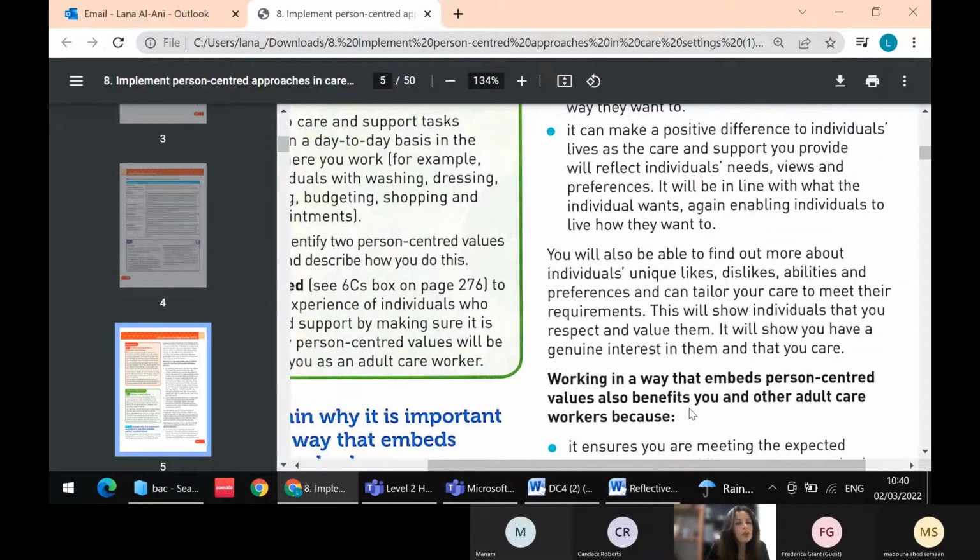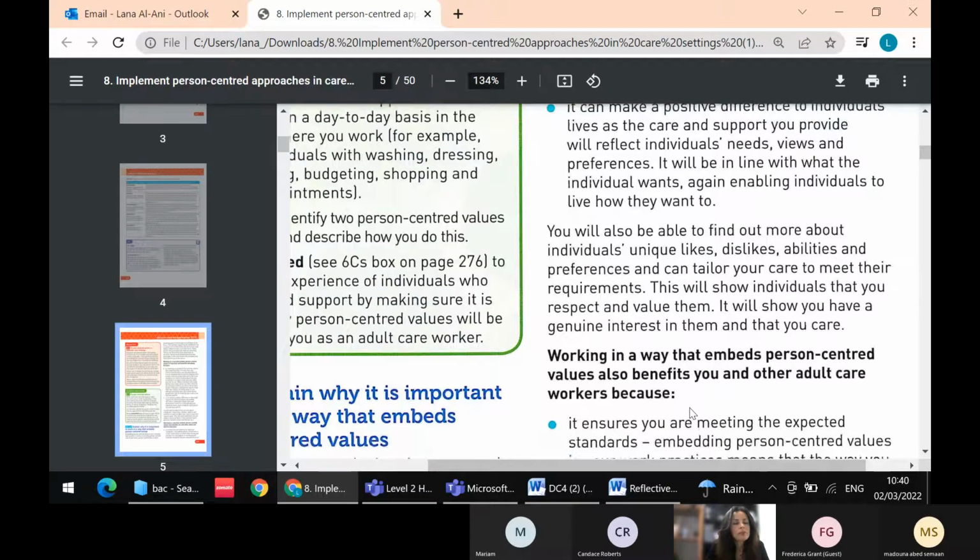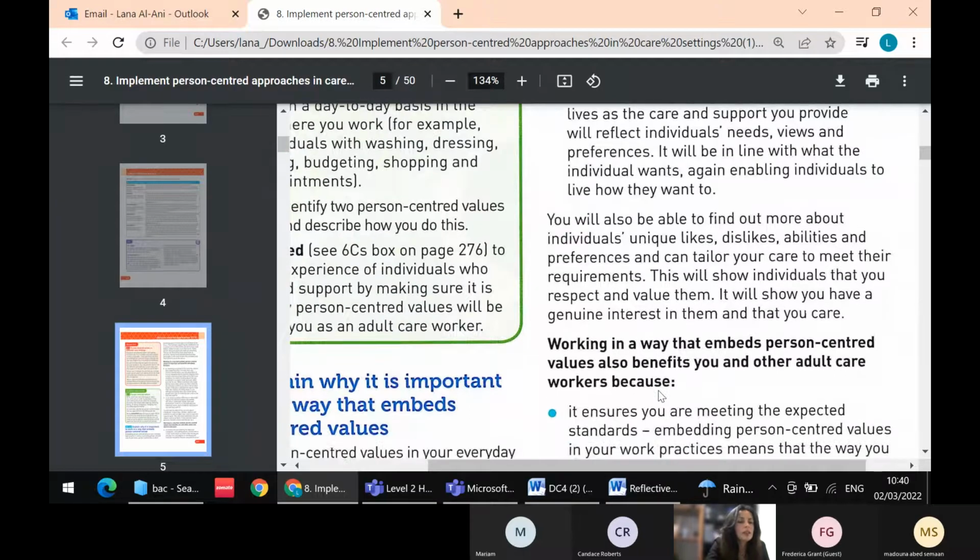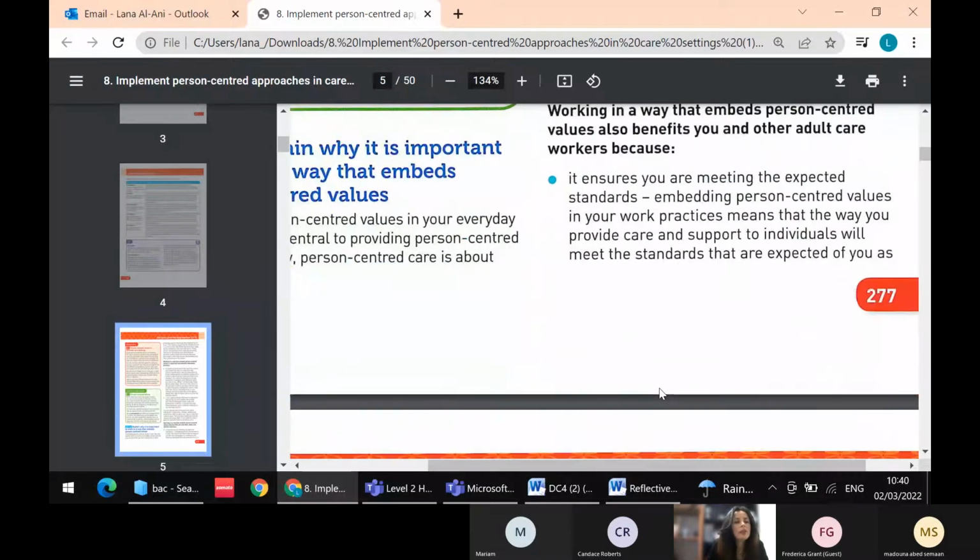Okay, and also you can ensure that you meet the standards, because here in the UK we have certain standards. One of them is person-centered values. So when we follow this, we meet the standard in our work.